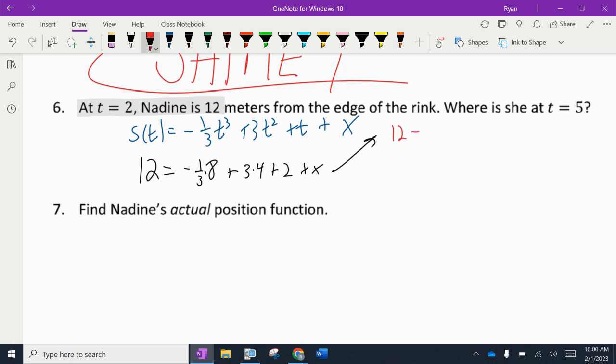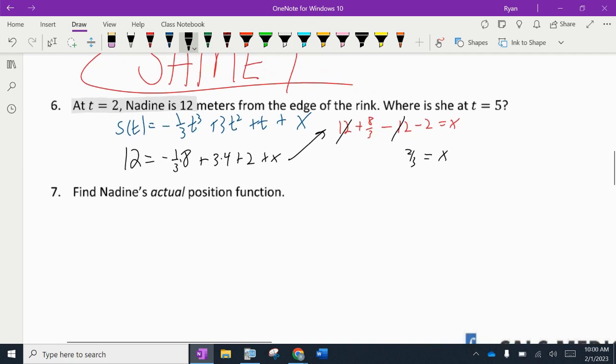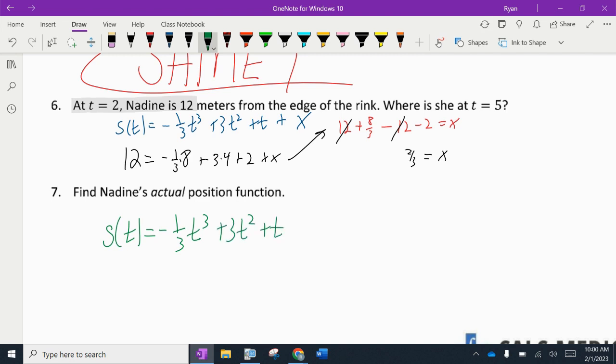So you're taking 12 plus 8/3 to get it off of the right, minus this 12 to get that off of the right, minus 2, that'll give us our value for x. So 12 minus 12, 8/3 minus 2, that's 8/3 minus 6/3, so x is equal to 2/3. So what did I just find for this one? Well, her actual position is -1/3 t cubed plus 3t squared plus t plus 2/3.